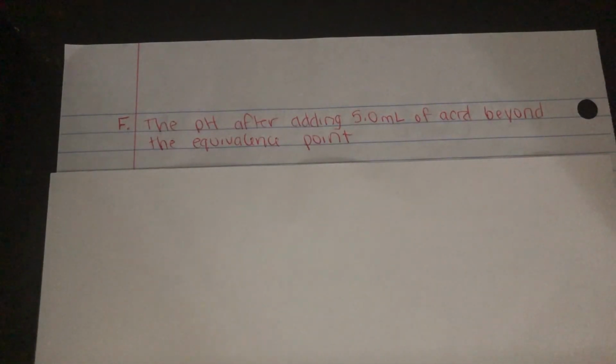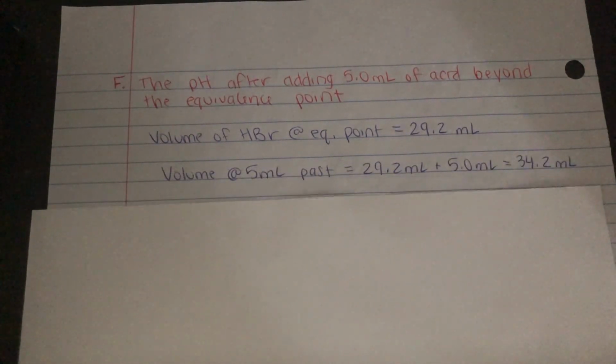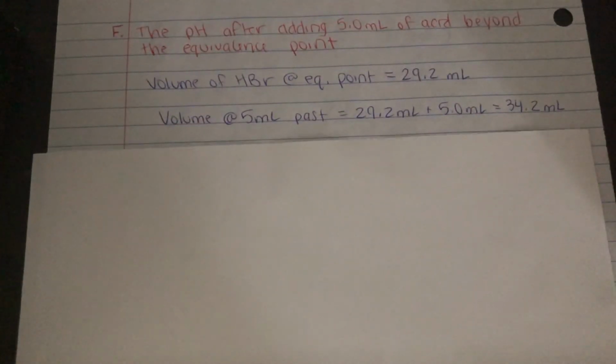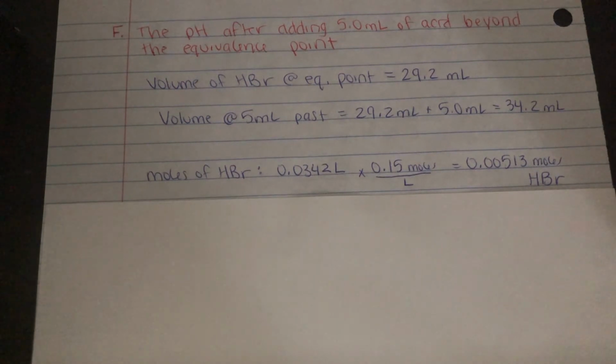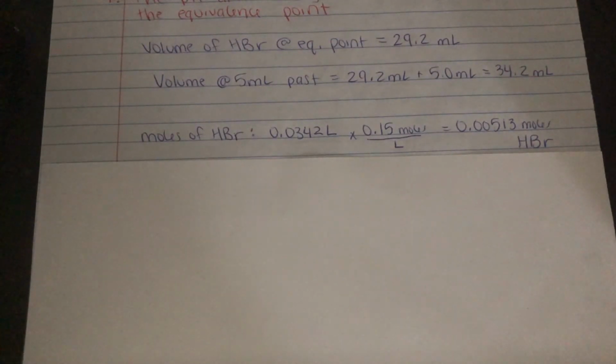And the final part of the problem is to find the pH after adding 5 milliliters of acid beyond the equivalence point. So for this, we know that the volume of hydrobromic acid at the equivalence point is 29.2. So we calculate what it must be at 5 milliliters past that, which is 34.2 milliliters. We solve for the moles of HBr that we're adding. So we take that volume times the molarity of it and get the moles of HBr.